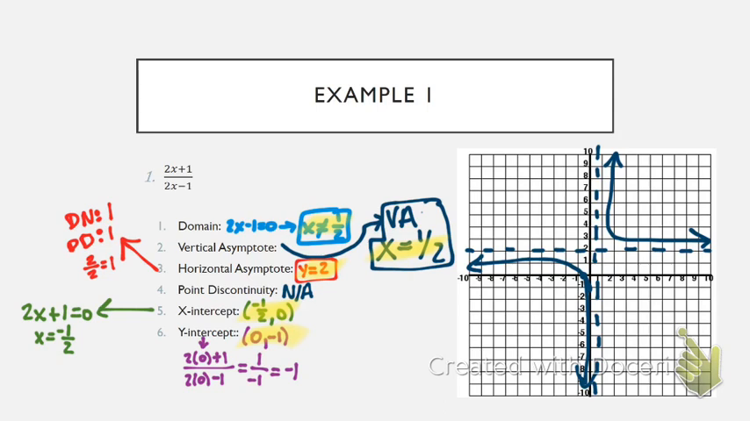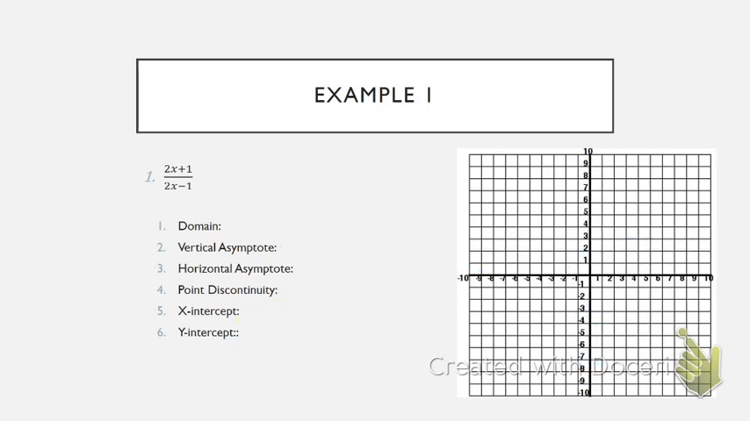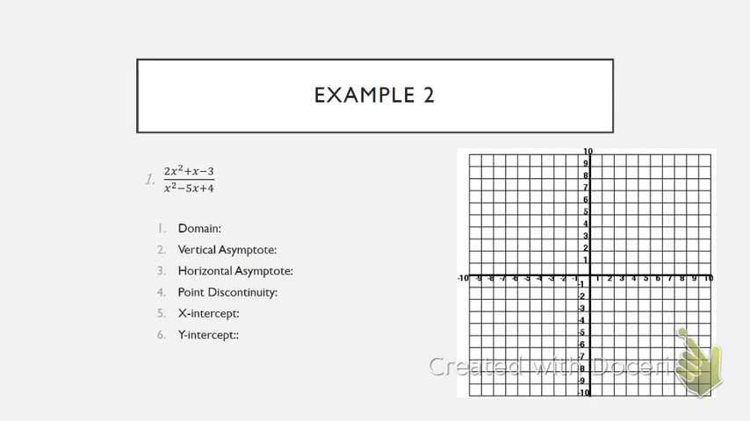The next example, I only have two. The next one's a little more involved because we need to factor the numerator and factor the denominator to see if anything cancels to give us a hole.